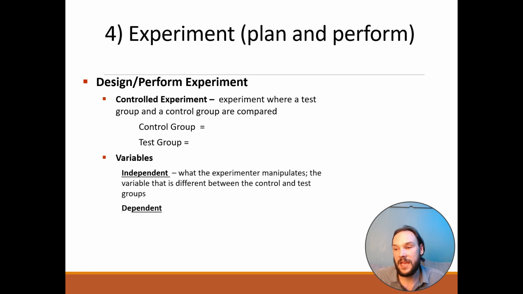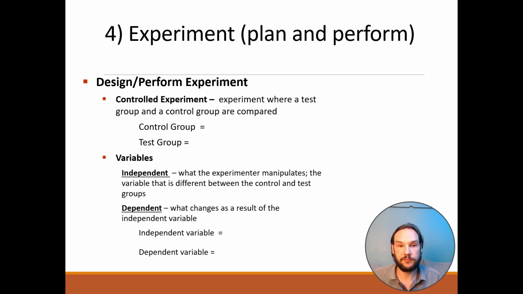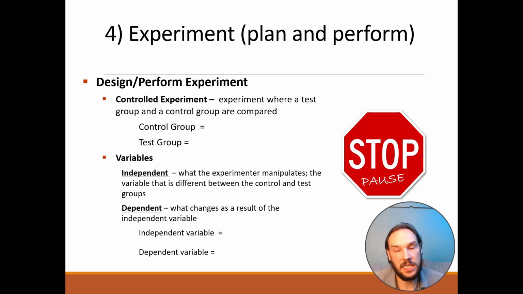As a repetition, the independent one is what the experimenter manipulates, the variable that is different between the control and the test group. The dependent variable is what changes as a result of the independent variable. So that's what we in essence measure, right? So I give you again a few seconds or whatever time you need, so you can pause the video right now, and then we can continue and talk about what I came up with and if that matches what you did write down.